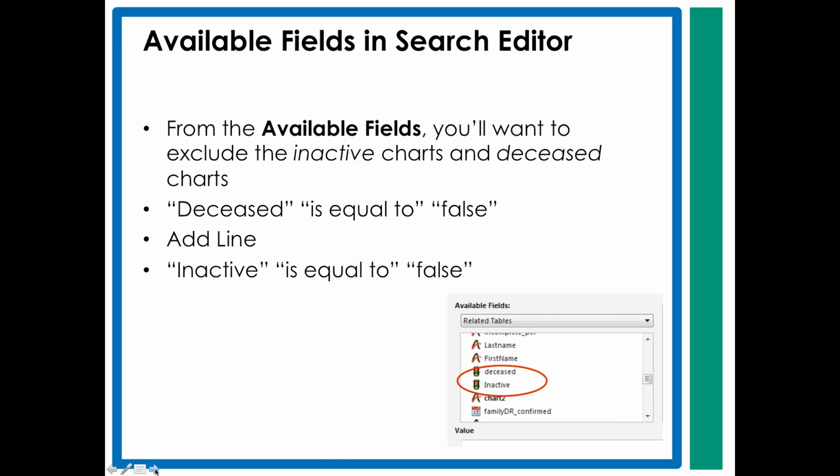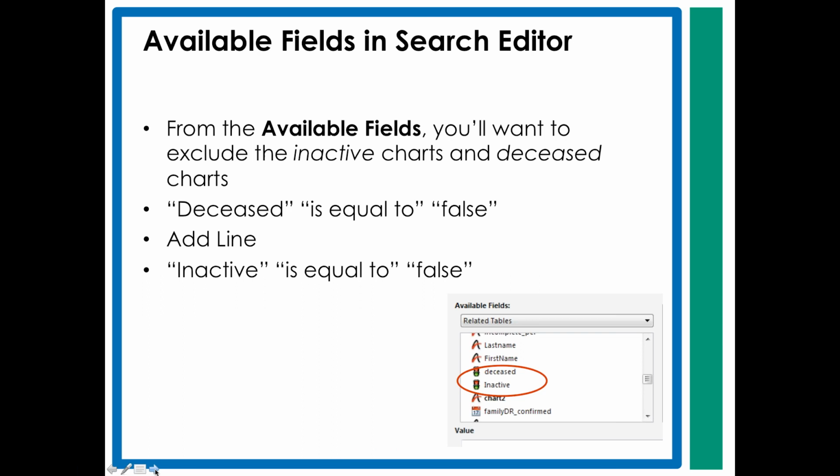So one of the areas on the search editor is the available fields, and you have to scroll through these. Unfortunately, they're not in alphabetical order. But a little tip and trick that we learned is if I'm looking for deceased, I press the D, and it'll take me to all of the available fields that start with a D. We were scrolling and scrolling and scrolling at the beginning to find the fields that we were looking for, but we found out that little trick.